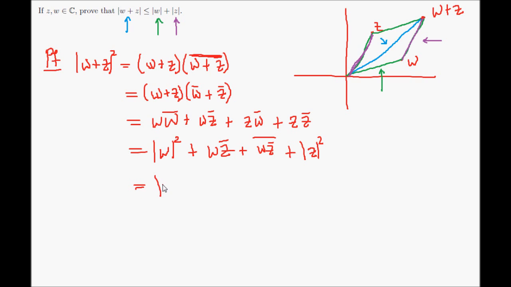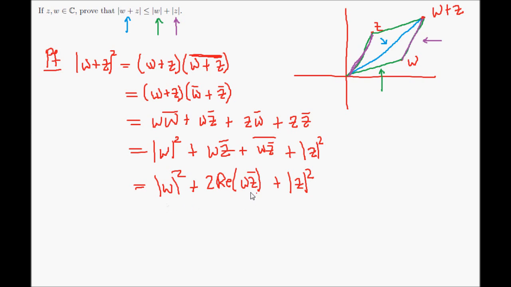Okay, so here I have absolute value of w squared plus a complex number, w times z conjugate, plus the same number conjugated. In other words, the part that I'm going to circle in green and this part in green are the same. We have a theorem that says that if I take a number plus this number conjugate, that's equal to 2 times the real part of the number that was circled in green. So 2 times the real part of w z conjugate, plus absolute value of z squared.